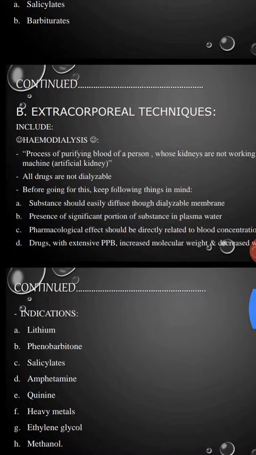So before applying hemodialysis, keep these in mind. You should be sure that the substance diffuses easily through the dialyzable membrane, because higher molecular weight substances cannot diffuse, while low molecular weight substances can. If you know the poison, you can determine the molecular size. Next, be confident that a significant amount of drug is present in the plasma. If the drug is not in the plasma and is deposited somewhere else, it is no use.